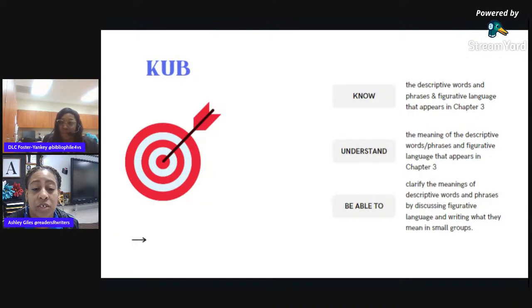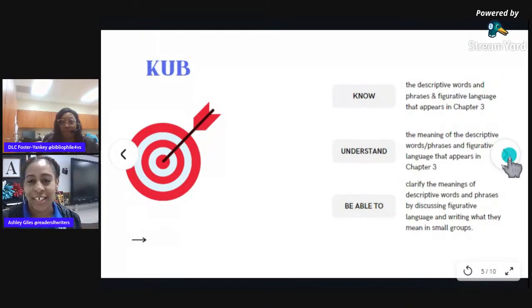First, they're going to recall, point it out, and recognize it. Now, what does it mean? We're going to analyze it. What does this figurative language mean? Then they'll be able to clarify the meaning of the descriptive words and phrases by discussing figurative language and writing what they mean in small groups. So let's dig on in.